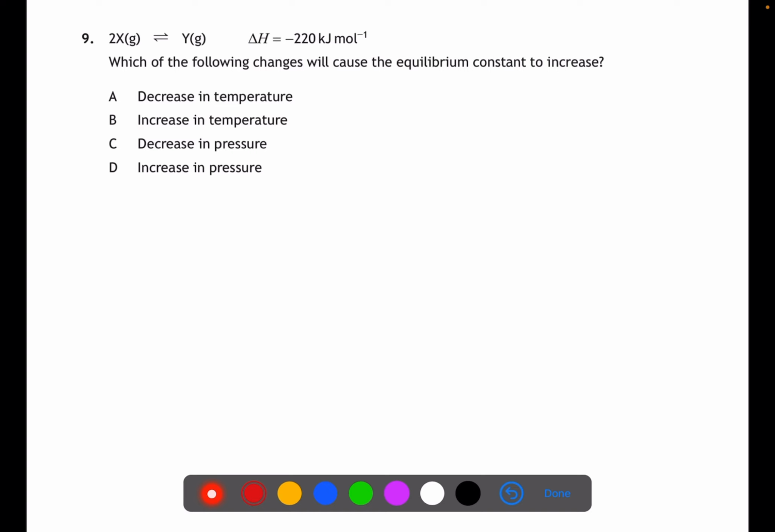Question 9. Which of the following changes will cause the equilibrium constant to increase? So the only thing which can change the equilibrium constant is temperature. So we can ignore C and D. And we need to have a look at if decreasing or increasing the temperature will cause the equilibrium constant to change. The equilibrium constant is given by the equation K equals the concentration of the products, in this case Y, divided by the concentration of the reactants, in this case X, to the power of 2.